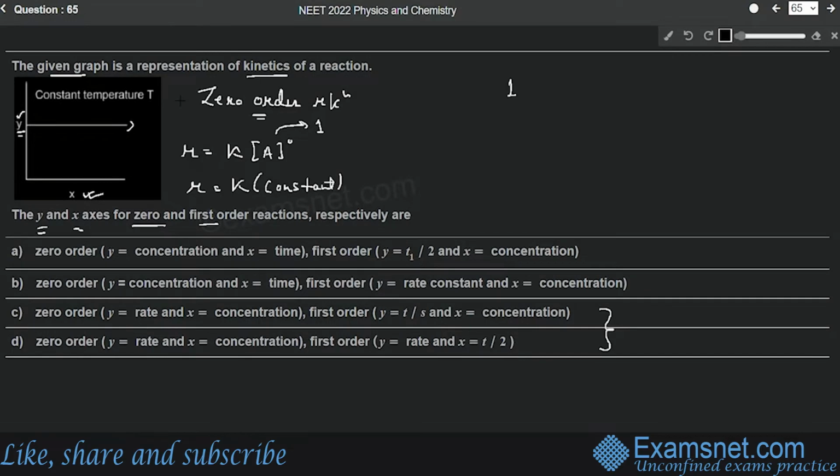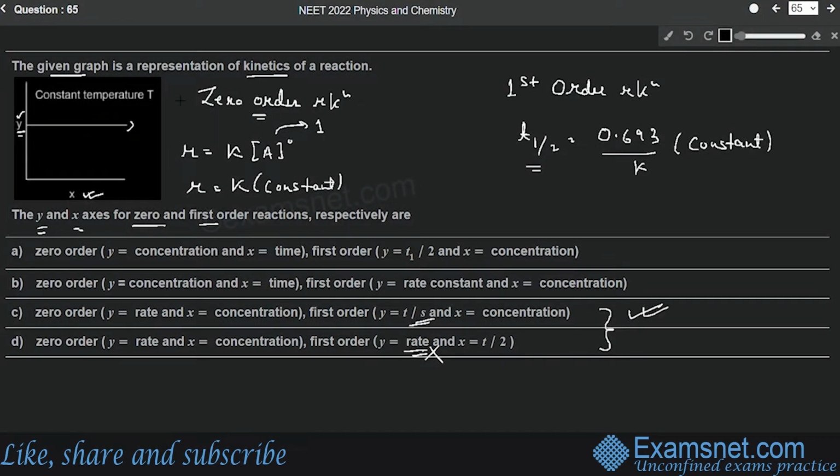Now we'll talk about the first order reaction. Okay, so we know that in case of first order reaction, half-life is given as 0.693 divided by K. Again, this whole quantity is a constant. So what will remain constant in case of first order reaction? Half-life. Okay. So in option D it is given rate. So it is not correct. This is the correct. Half-life is constant in case of first order reaction, and x will be the concentration here as well. So option C will be the correct answer.